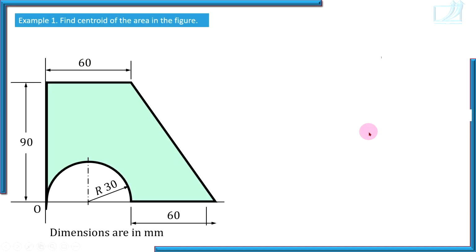Now here is an example. What we are studying in this video is how to find the centroid of a composite shape, a shape which is a combination of standard shapes. To find the centroid of this colored, shaded portion, divide this area into standard shapes. So how many standard shapes can you see here?